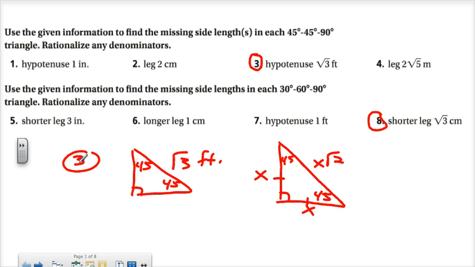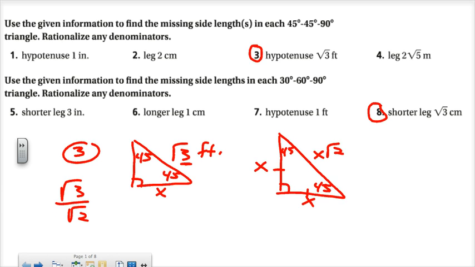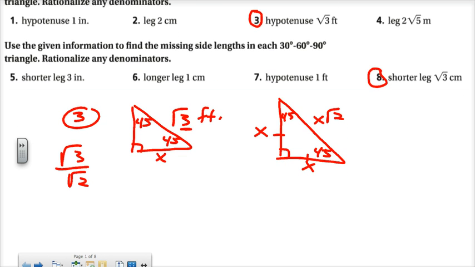So for number 3, I need one of those legs. To get to the square root of 3, I had to multiply by the square root of 2. So to work my way back, I'm going to have to do the inverse, which would be to divide by the square root of 2. And as it's set up there, if we need to rationalize denominators, then we have to do that, and that's what's going on here. We can't leave that square root of 2 in the denominator.